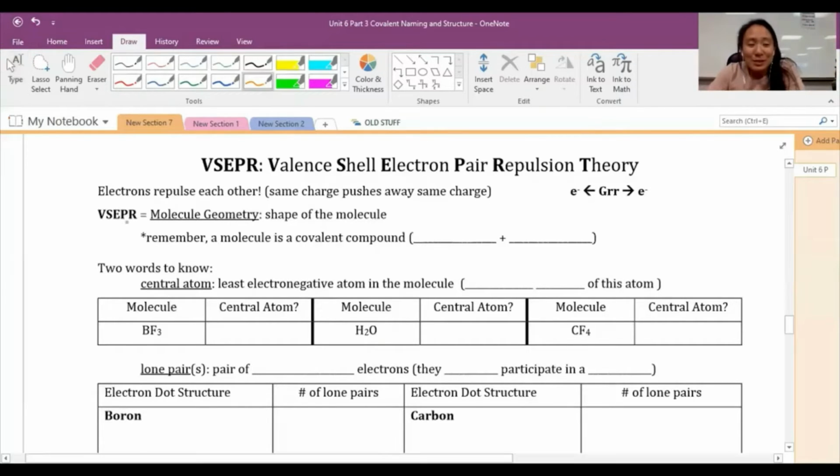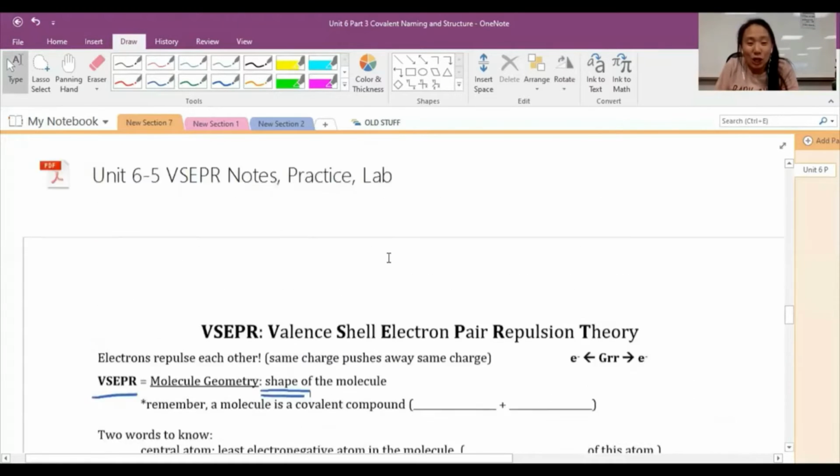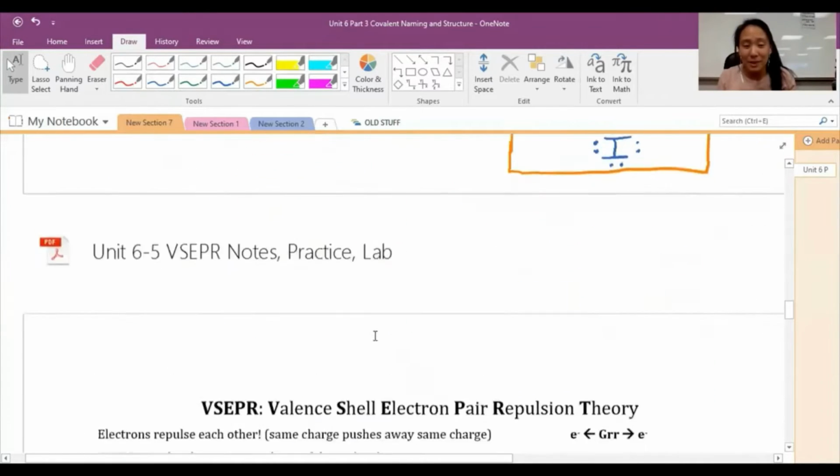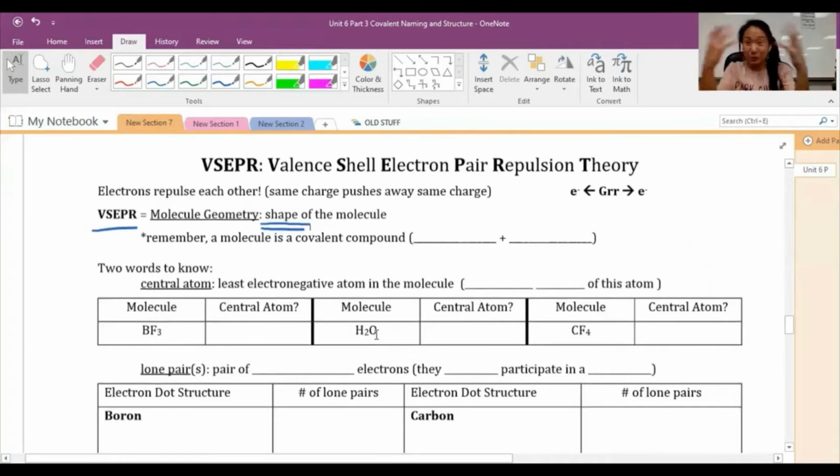So what happens is VSEPR is something that gets created. It's a geometry. It's a shape of a molecule. So every covalent compound has a three-dimensional shape. It doesn't look like these drawings right here. They are not just flat on a paper, right? They're three-dimensional, and so we give those shapes a name. Once again, a non-metal and a non-metal is what makes a covalent compound.